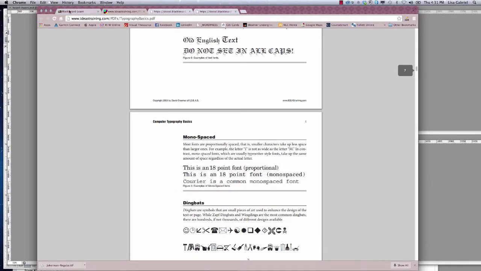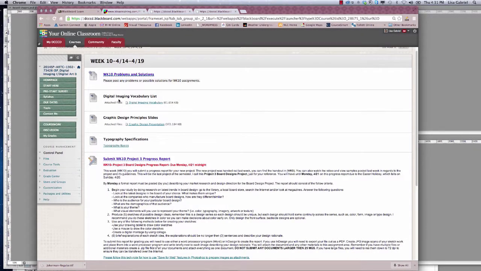Okay, so those are all available for you in week 10: the vocabulary list, as well as two resources for you when you're studying for that vocabulary test.